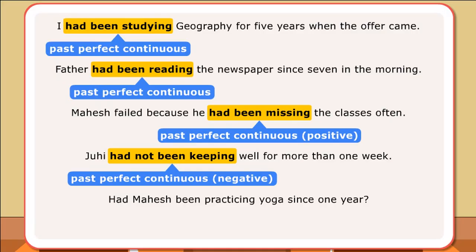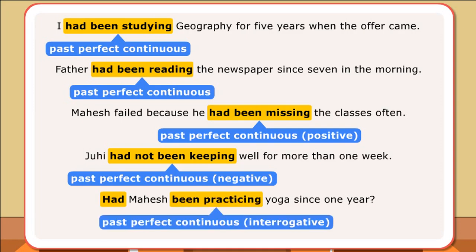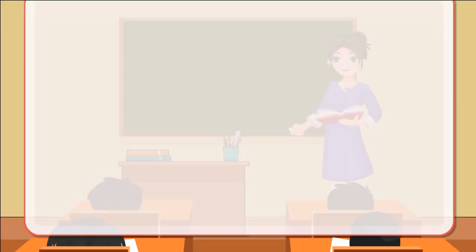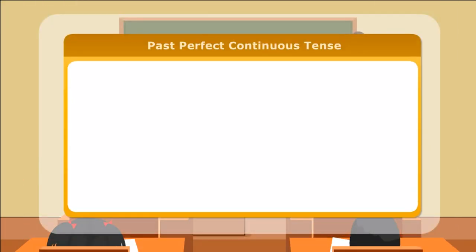In the fifth sentence, had been practicing is past perfect continuous interrogative as it questions if the action had been continuing for the given duration in the past. Here are a few more sentences with verbs in the past perfect continuous tense.